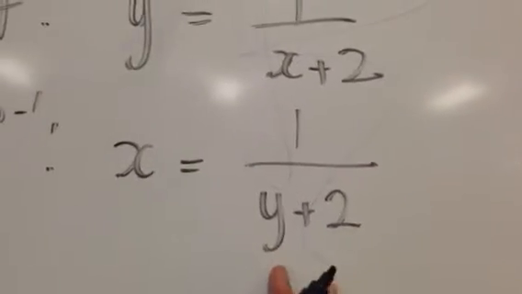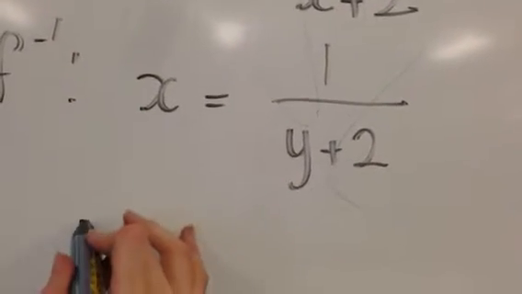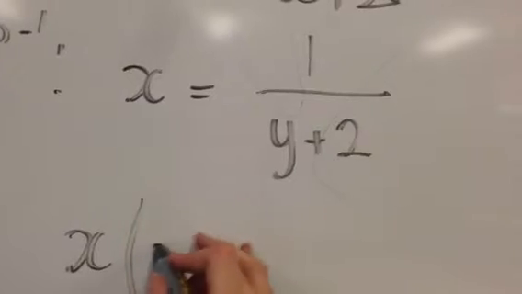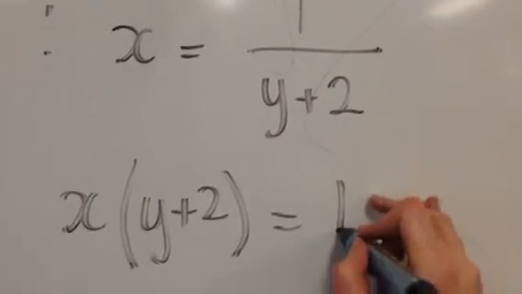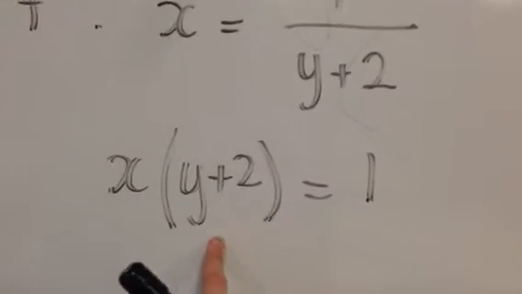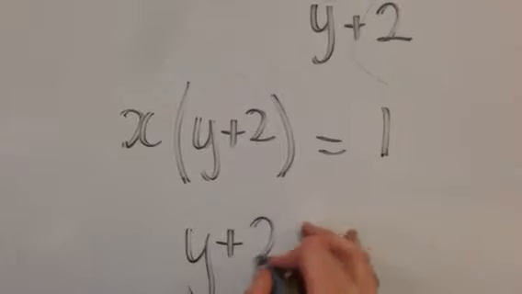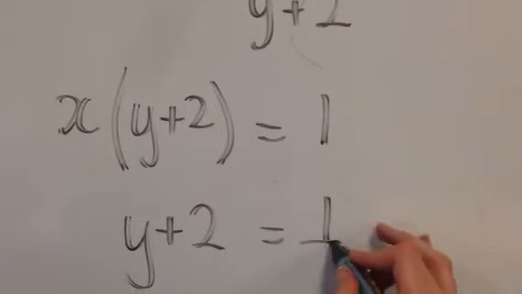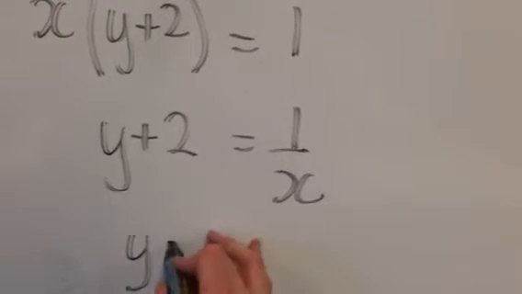Now we want to get y as the subject, so we're going to multiply the y plus 2 across. So we're going to have x multiplied by the y plus 2, which is equal to the 1. Now to get the y by itself, let's divide by the x. So we'll have y plus 2 equals the 1 over x. And then we're going to subtract the 2.